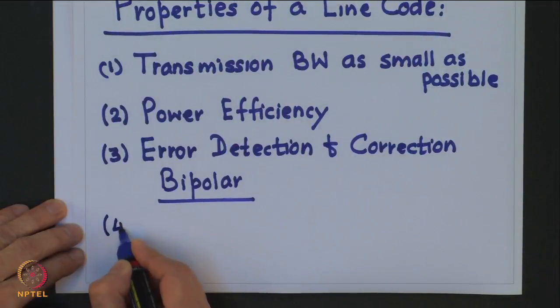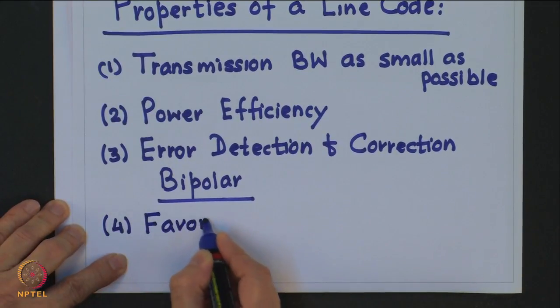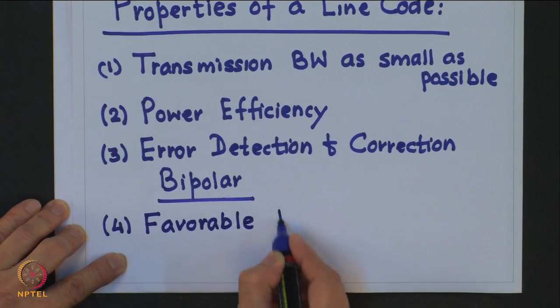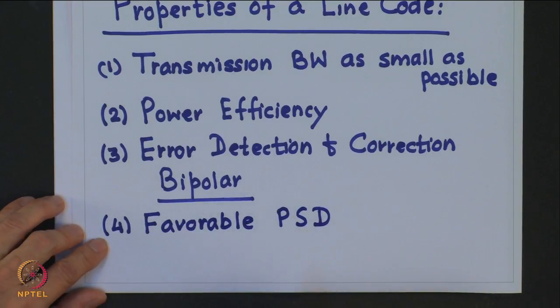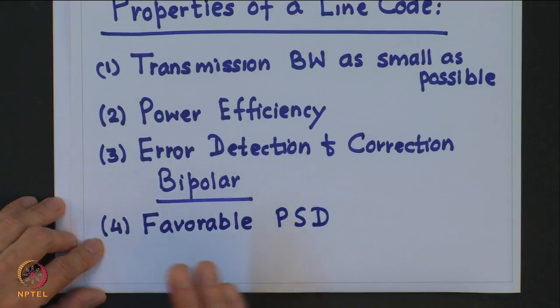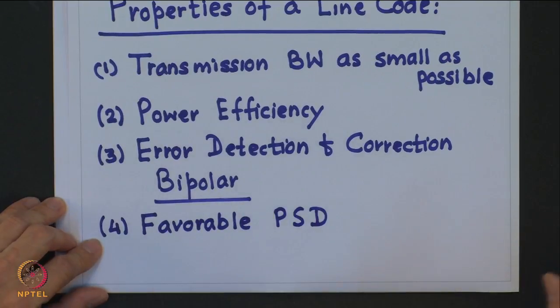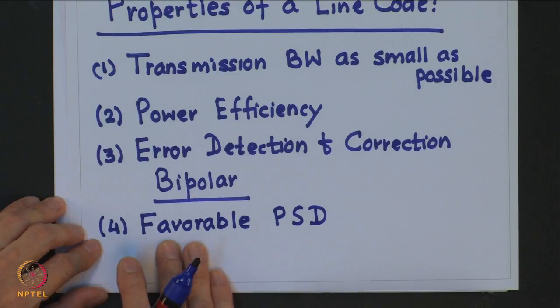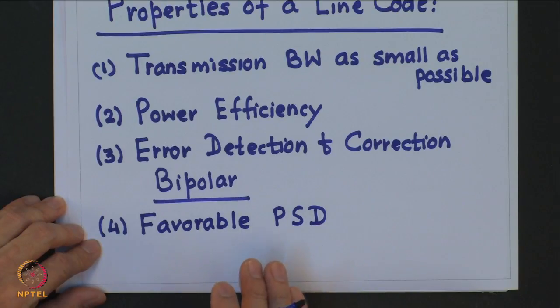Then the next is basically linked to the first one. What we should have is a favorable power spectral density. What is desirable is that it should not have any impulse at DC, so that if there is AC coupling on the channel, the DC will not be suppressed and the whole line code structure would not be changed. So, we desire that the DC impulse should not be there, and as far as possible the power spectral density at the low frequency should be lower.